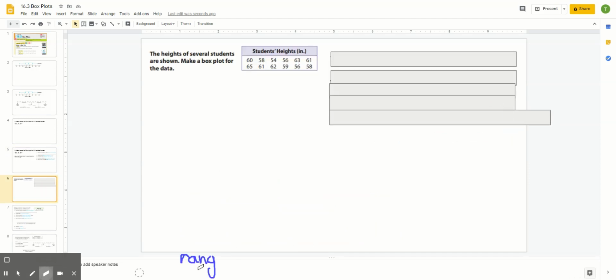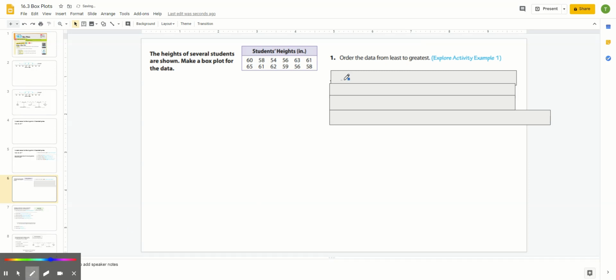Let's do this again using a little bit more advanced number set. All right, so this is a good question. You guys could do this with your grade if you wanted to. The heights of several students are shown. Make a box plot for the data, so we can measure you guys and find the inches, how tall you guys are. All right, so here we go, from least to greatest, and I'm going to just go across the bottom here. Set this up already.